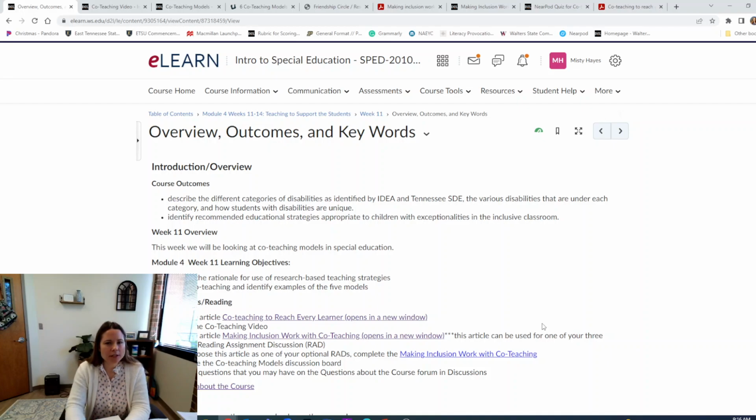So one of our objectives is for you to be able to identify and give examples of the 5 models of co-teaching. And then I also want you to be able to identify the rationale for using these research-based teaching strategies. Now, these 2 objectives are going to help meet our course outcomes, right? So we need to be able to identify the different disability categories identified by IDEA and the Tennessee State Department of Education, and the various disabilities and how students with disabilities are unique. So with these teaching models, they're going to help us be able to support those students in those categories.